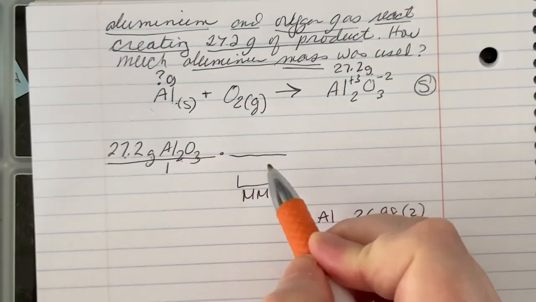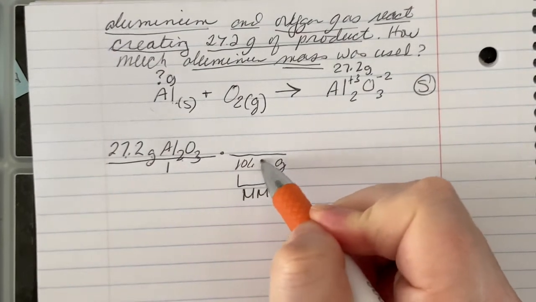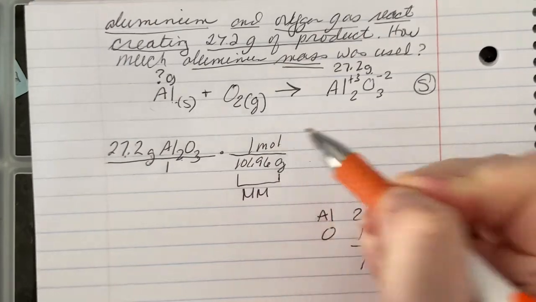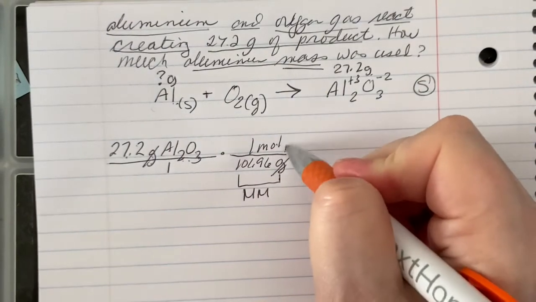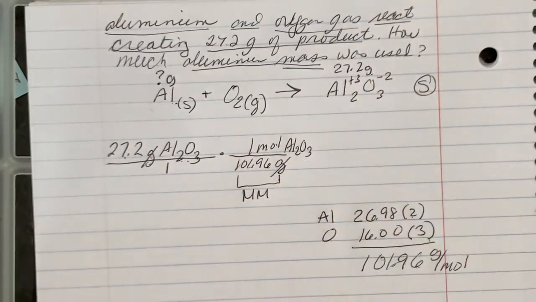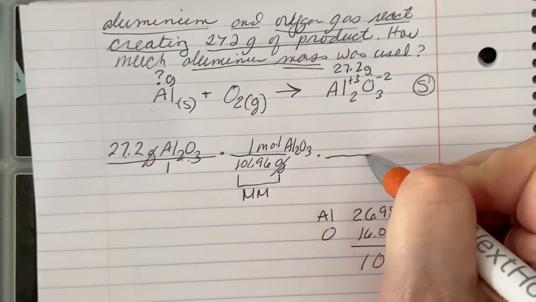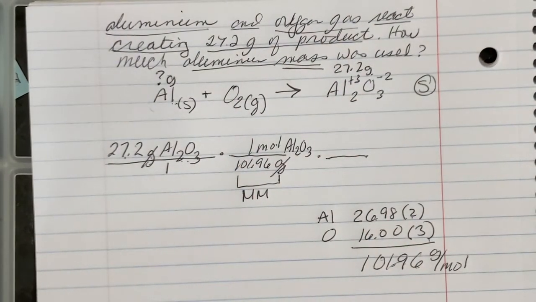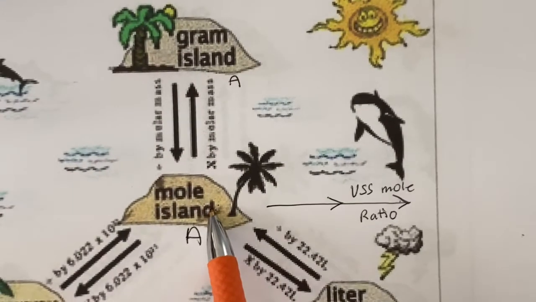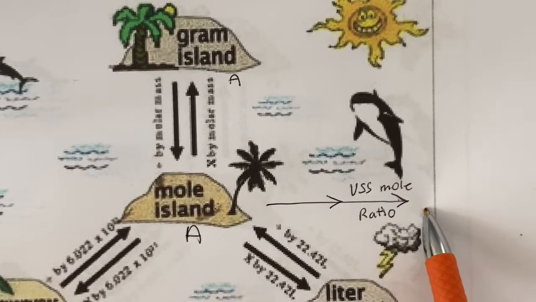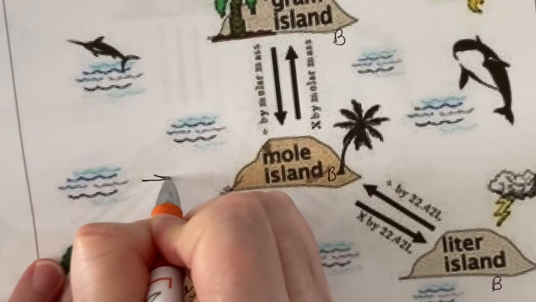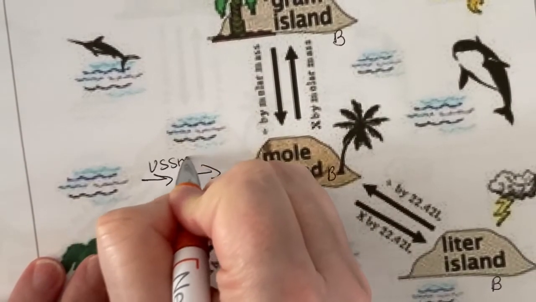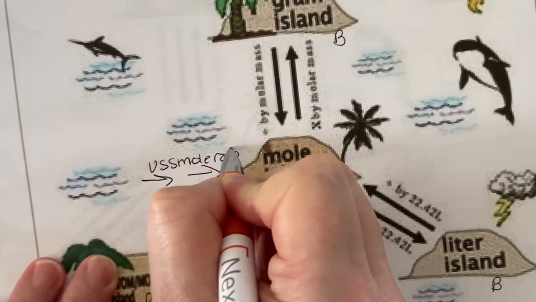So grams is in the numerator here, so grams goes in the denominator. 101.96 grams per 1 mole. So if I stopped right now, I would have moles of aluminum oxide. Okay, so now I've made it to Mole Island, so that's good. But I'm not done because I need grams of aluminum. So again, when I'm on Mole Island, I got to take the USS Mole Ratio, only boat that's allowed to leave this archipelago, and it's going to enter Mole Island B. Okay, so I have to use that mole ratio to get to the moles of B.